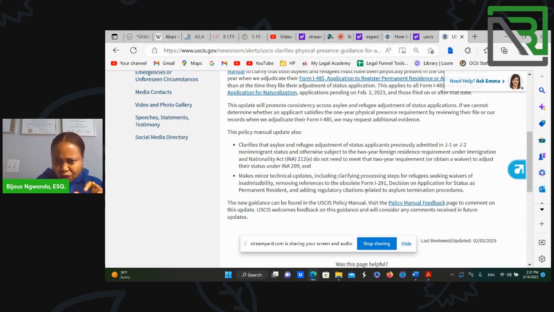Okay, and then clarification of the processing step for refugees seeking waivers of inadmissibility. Okay, and then removing references to the obsolete Form I-291, decision on application for status. So basically, that's what it is. I'm not sure if I answered your question.